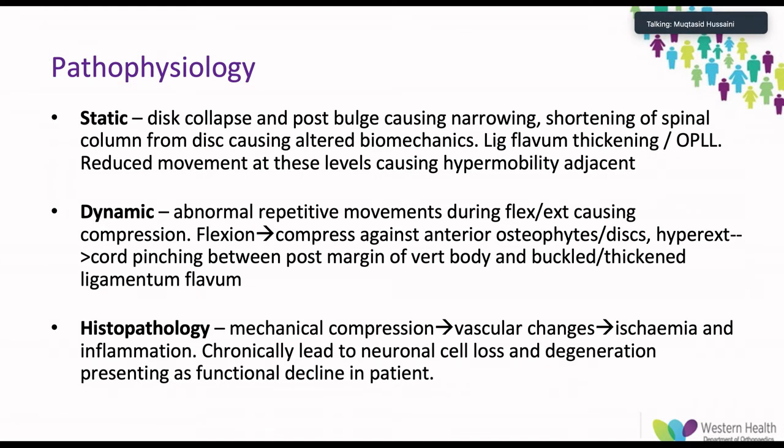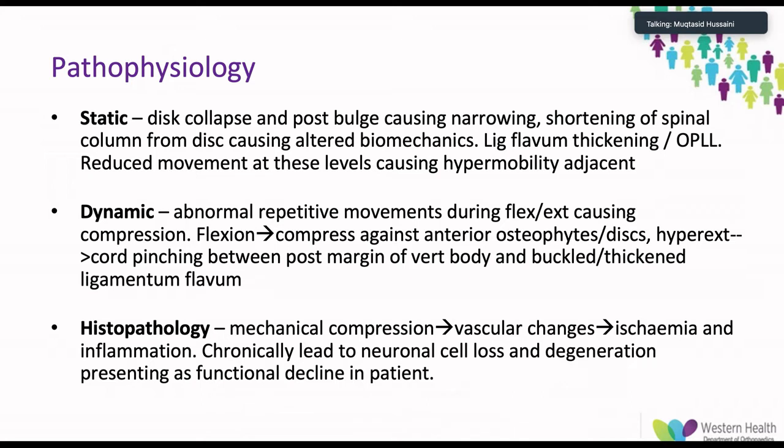So in terms of the pathophysiology, it can be broken down into static and dynamic factors and also the effects on how it looks histologically. With regards to static factors, we have disc collapse and posterior bulge, which causes narrowing, and shortening of the spinal column from the shortened disc alters the biomechanics. We also get ligamentum flavum thickening and ossification of the posterior longitudinal ligament. Reduced movement at these levels then causes hypermobility at the adjacent spinal levels.